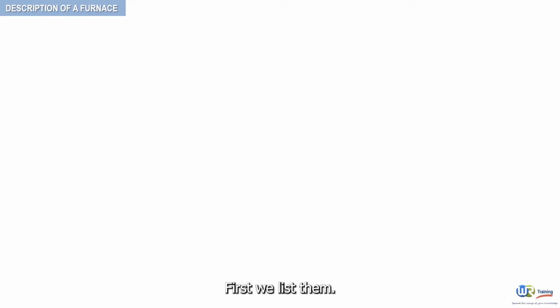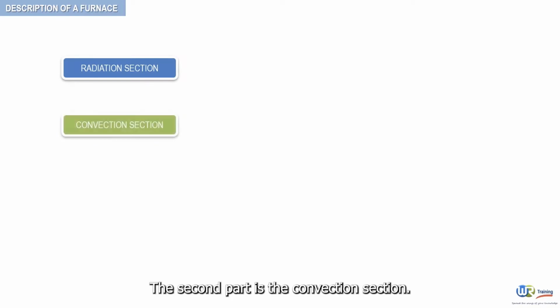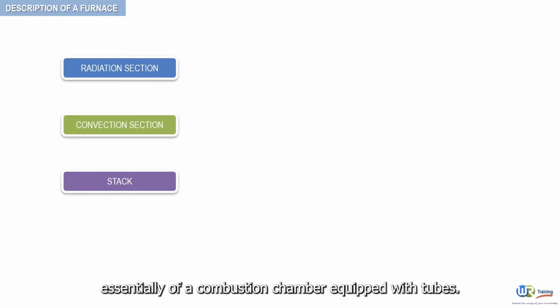In general, fired heaters comprise the following main parts. First, we list them, then in the next couple of videos, we will examine each part in detail. The first part is the radiation section. The second part is the convection section. And finally, the stack.